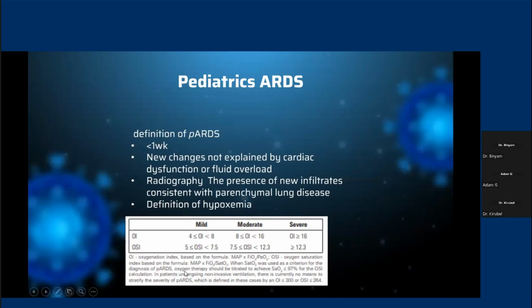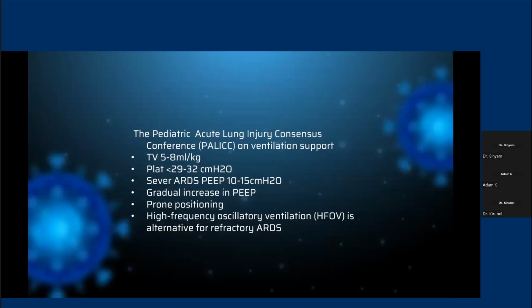So if you are calculating the oxygen saturation index, you can use mean airway pressure, which will be displayed on the mechanical ventilator. So don't worry about this. The FiO2 you already know, divided by the oxygen saturation. This will give you the oxygen saturation index, and it will help you define the severity of the ARDS.